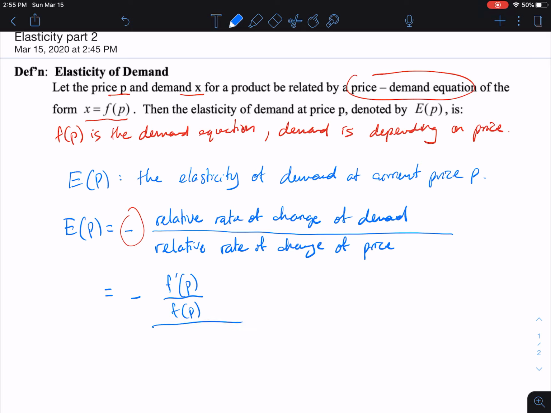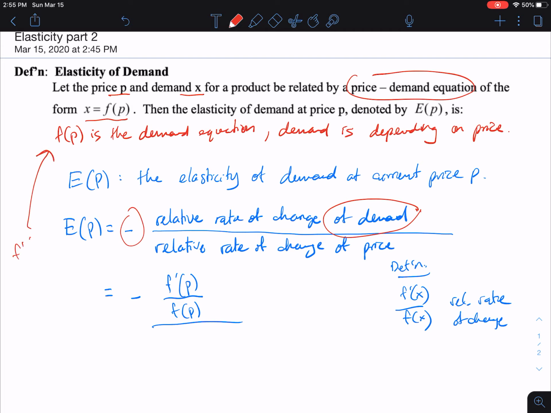How did I get that? Well, we know that by definition, f prime of x over f of x is the general formula for relative rate of change of any function. So if we want to look at the relative rate of change of demand, we take f prime of the demand function, and then divide that by the function value itself. So that's just the numerator.